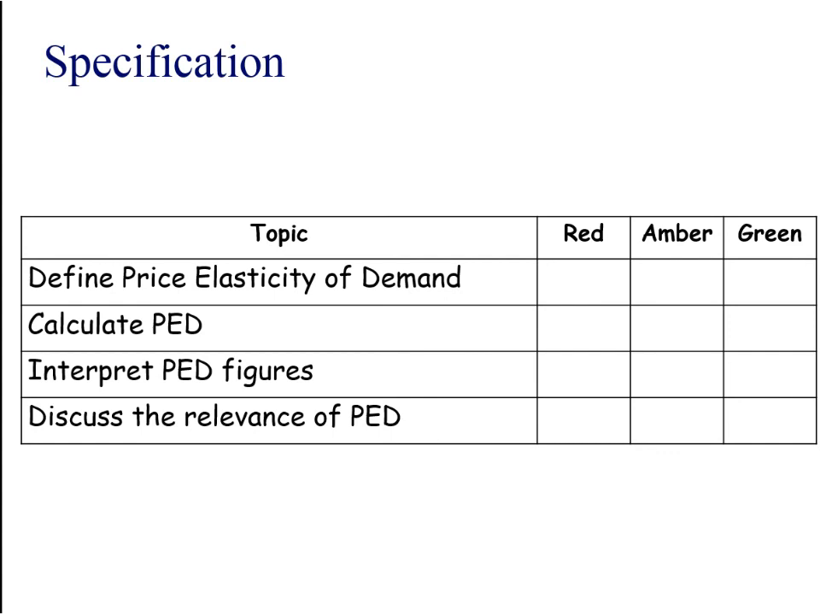Okay, so define price elasticity of demand: percentage change in quantity demanded over percentage change in price, and it is measuring the responsiveness of the quantity demanded to a change in price. Calculate PED, so you need to use that equation. Interpret PED figures: if it starts with a number, an integer, 1, 2, 3 point something, whatever, even if it's negative, which it should be, it's elastic. If it starts with a 0, it's inelastic. And discuss the relevance of PED: it helps businesses maximise their revenue. So it's quite interesting and quite useful for them, and it can help them set their prices.